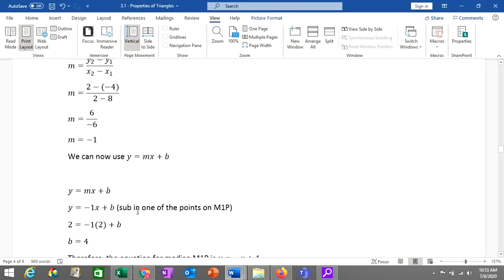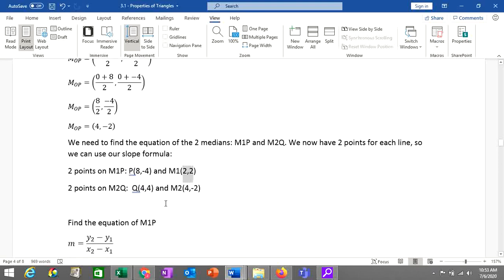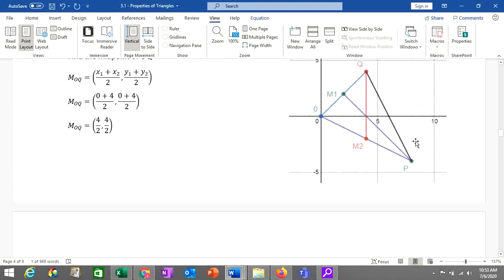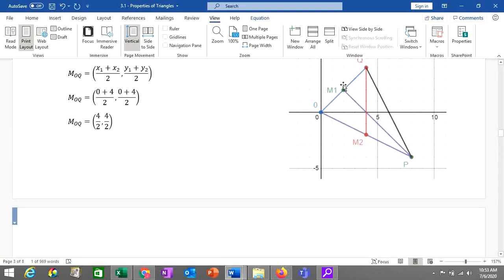I'm going to choose (2, 2), just because it's easier to work with. And I get a b value of 4. So the equation of that median that goes from P to the middle of OQ is y equals negative x plus 4. So I have one of the equations that I'm looking for. I have the equation of this line right here.